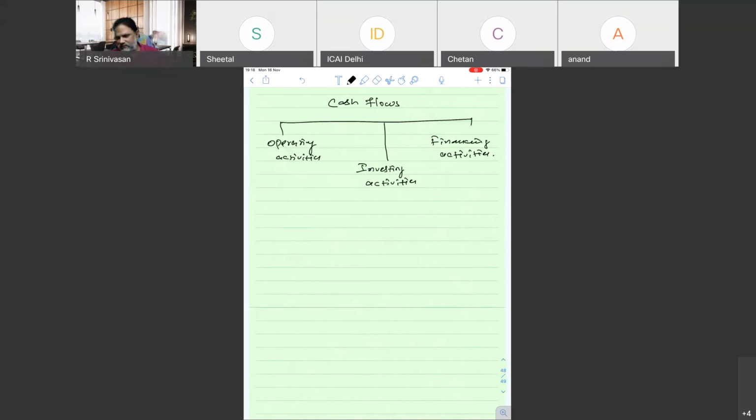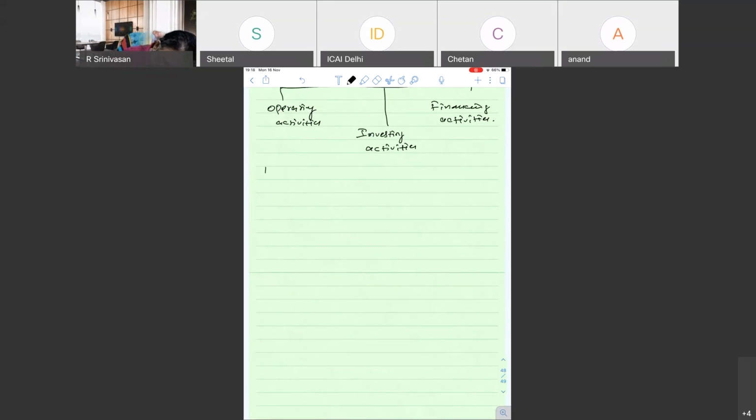Okay, right. So I need to tell you, in operating activities you have only two methods. The first one is the direct method and the other one is the indirect method. Rest everything is the same, only one method is there.